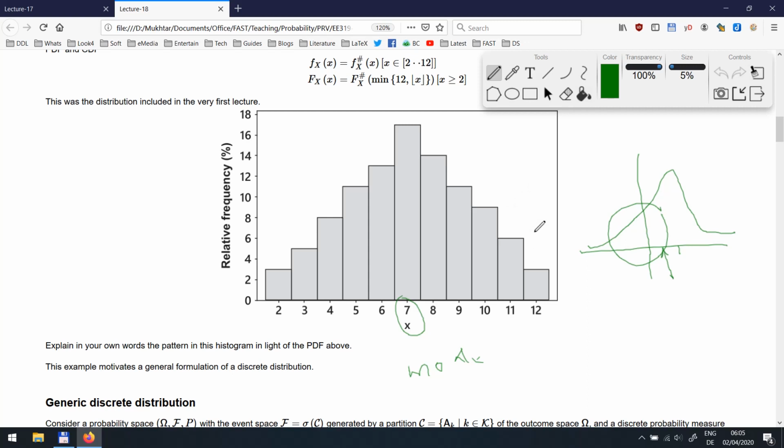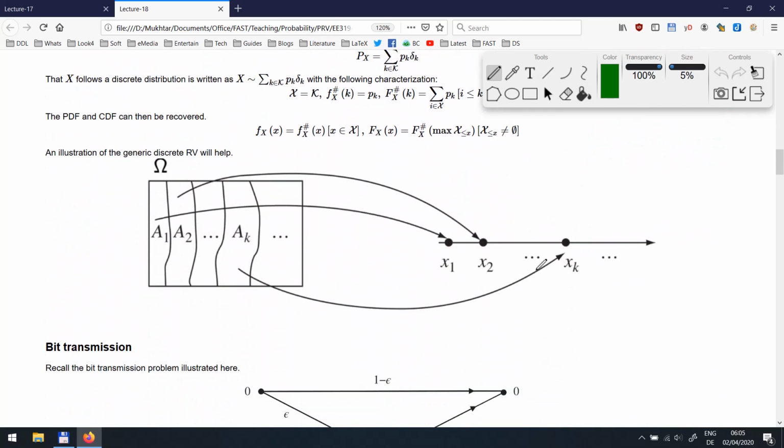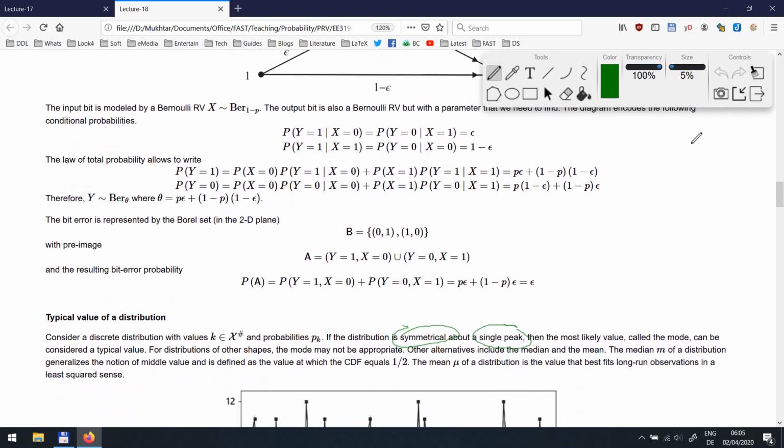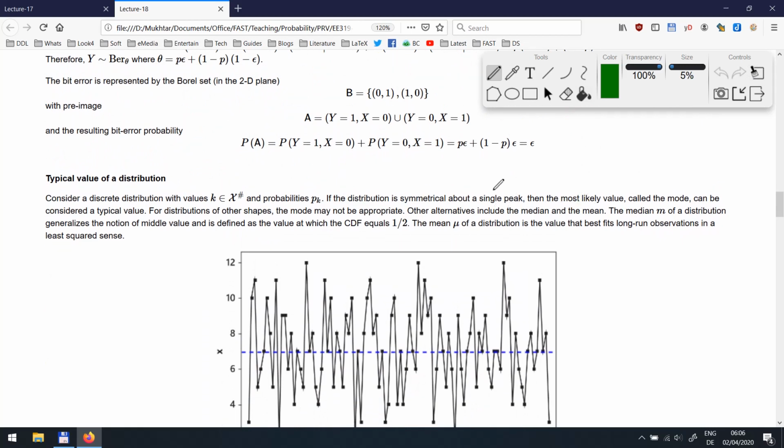You will see it. Another candidate for the typical value is the median. The median is just sorting all the values from left to right and locating a value at which the CDF is 50%. Let me just read that out. The median is the value at which the CDF is equal to half.